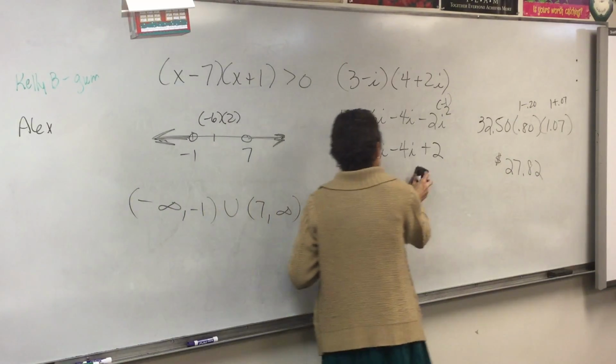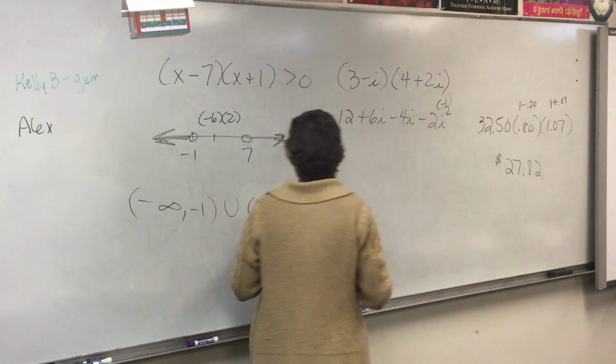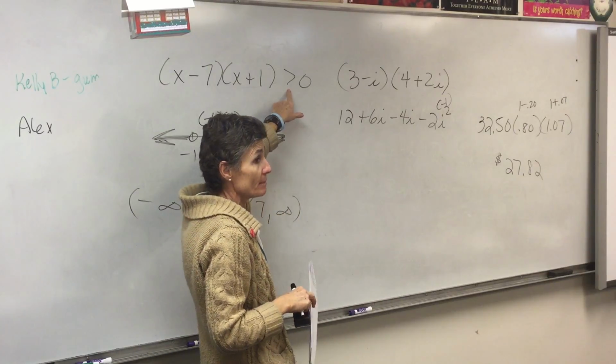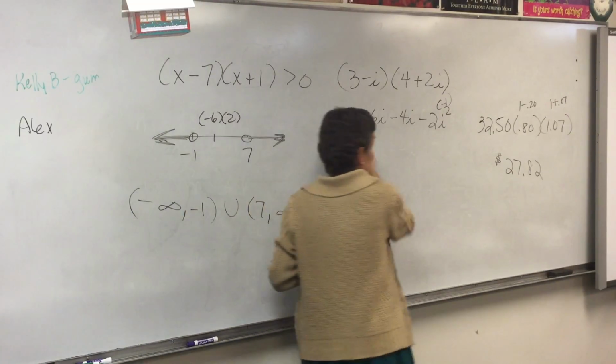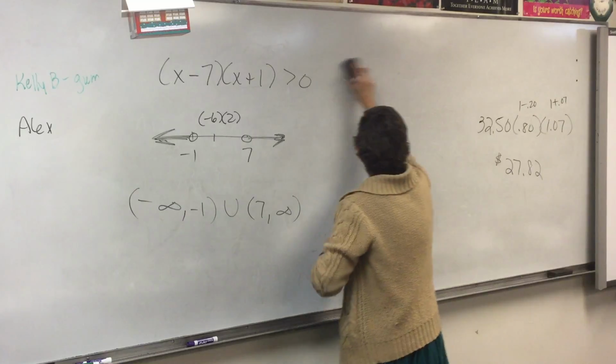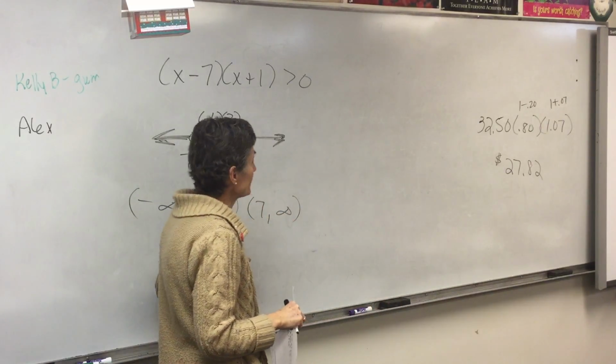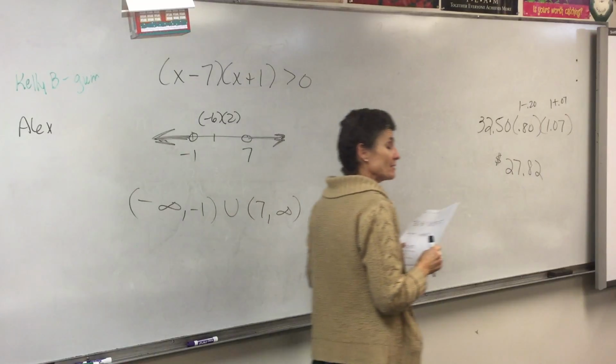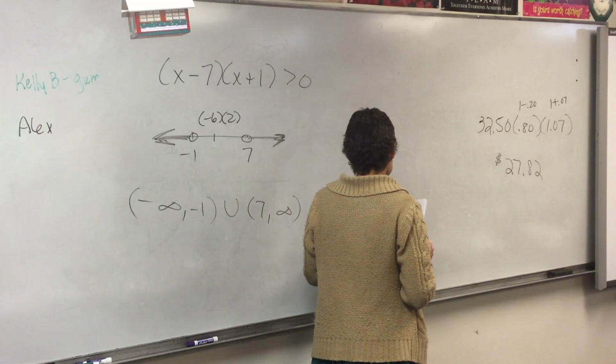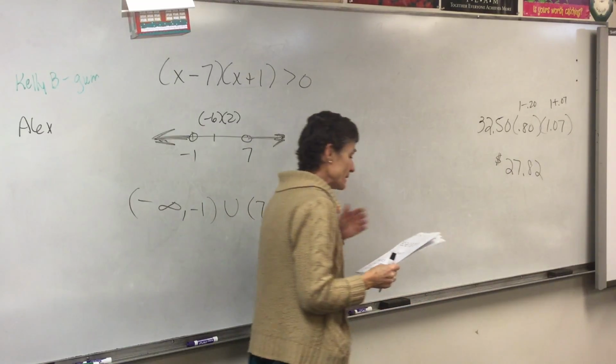Why did you use parentheses in this? Because those dots are open, because that's not an or equal to. Infinities never have brackets. Infinities always have parentheses. You can't get to infinity. It's always open. All right, number 29.